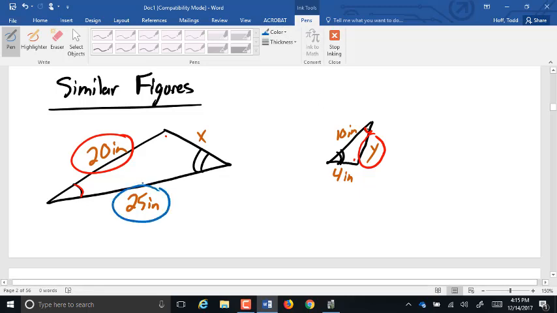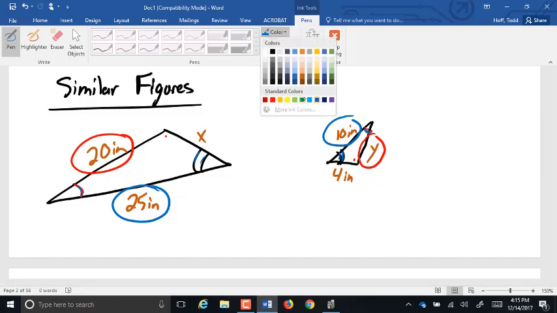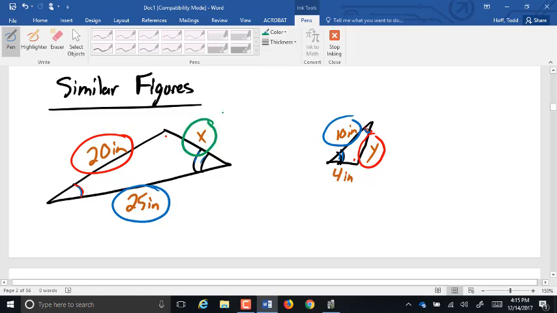The 25 corresponds to what side in the other triangle? The 10, again, is between the one arc angle and the two arc angle. Between the same two angles in the corresponding triangles. So that leaves, of course, that the X must correspond with 4 inches.